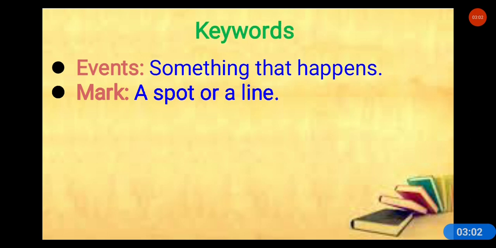These are the keywords and you should know them. There are two keywords in this lesson plan, events and mark, right? Events means something that happens on a particular day. It should be a date and a day, both, and you will learn how to mark those events in a particular month. Mark means a spot or a line or something that shows that you have marked. Okay, let's move forward.